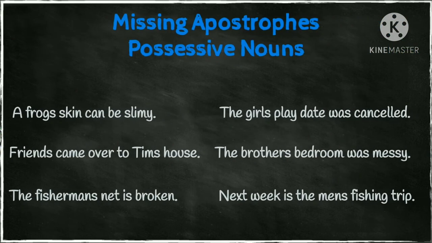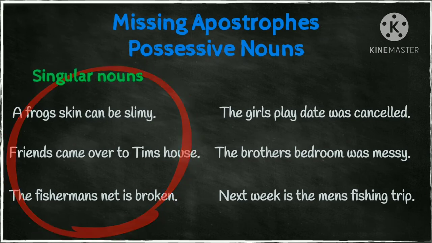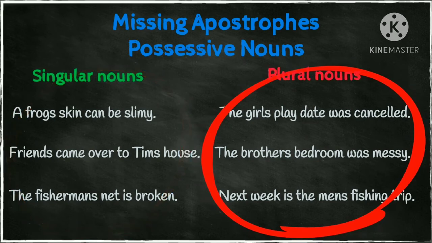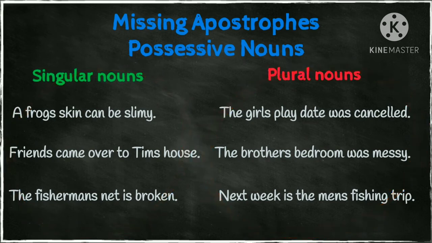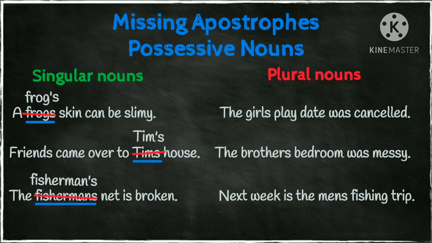Apostrophes are missing from possessive nouns in the following sentences. These sentences have singular nouns, and these sentences have plural nouns. Find the possessive nouns and then work out where the apostrophes belong. Pause here while you work them out. Let's start with the singular nouns. Here are the possessive nouns. Frog's skin, Tim's house, fisherman's net. In each, we must place the apostrophe before the S.